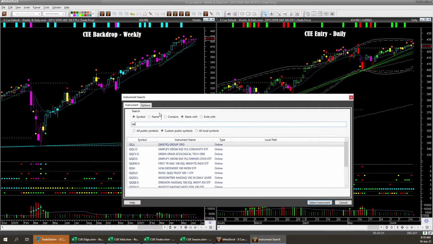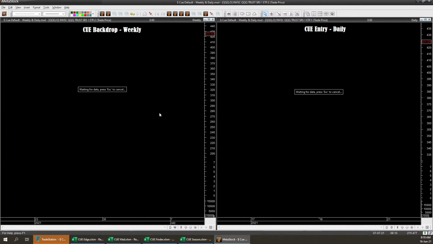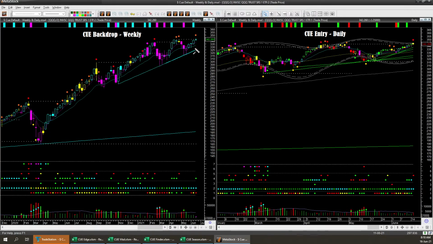What about Nasdaq? QQQ made a new all-time high this week. In fact, it made a new all-time high on Monday, and Tuesday pulled down a little bit with a bear release signal. And that pullback happened at the previous watermark resistance.